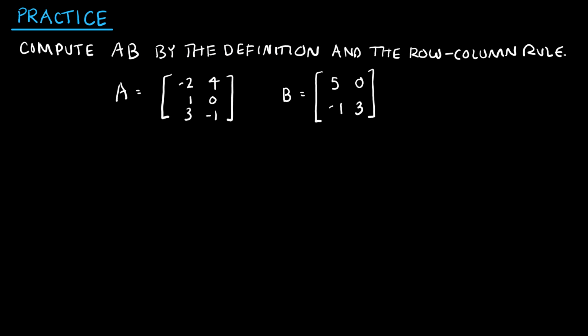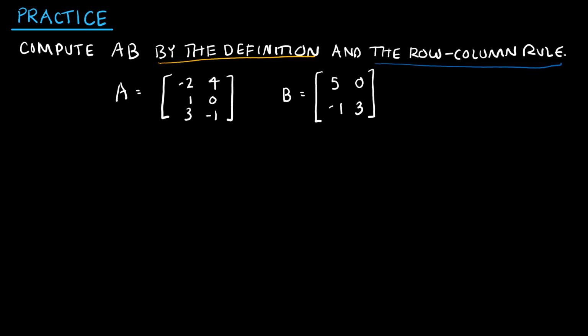Here's a practice for you to try on your own. So if you would, press pause, try this question in both ways using the definition and also the row column rule. And once you've tried it both ways and of course verify that your results match, then press play to see how you did.